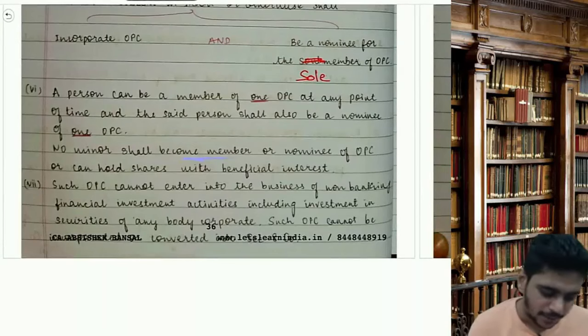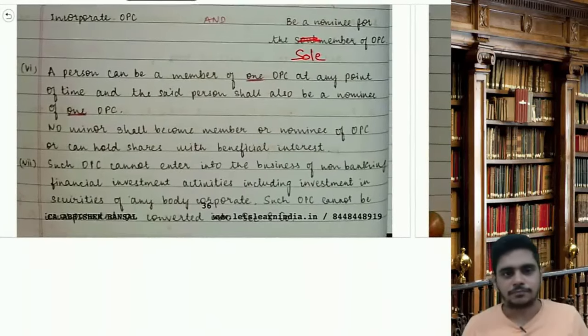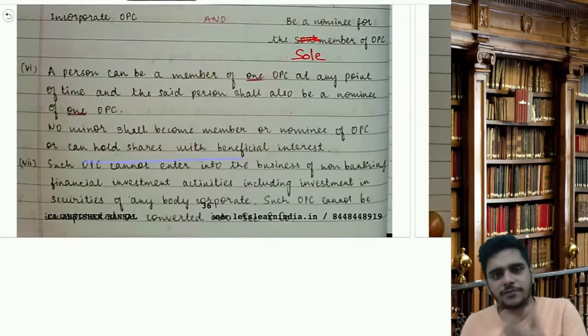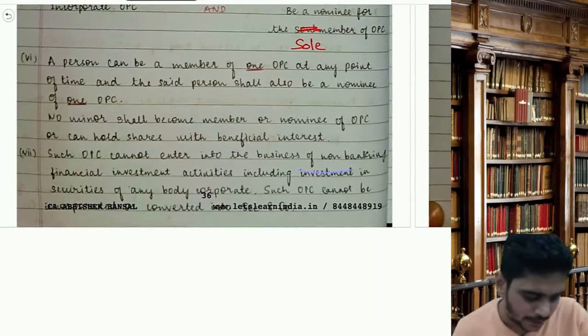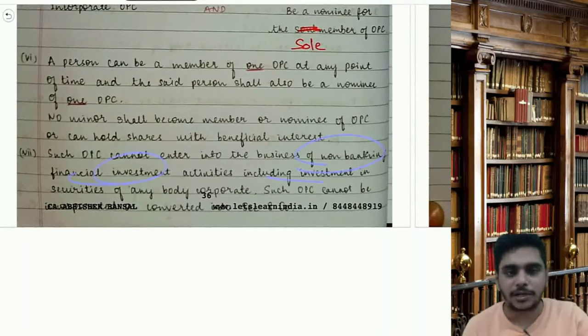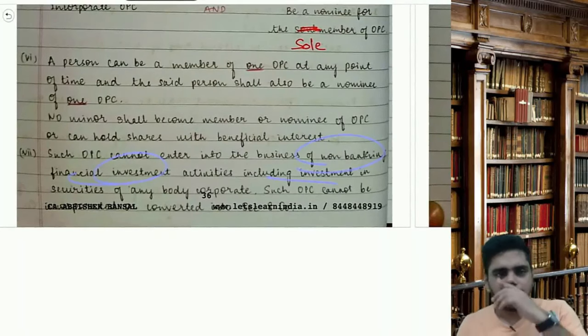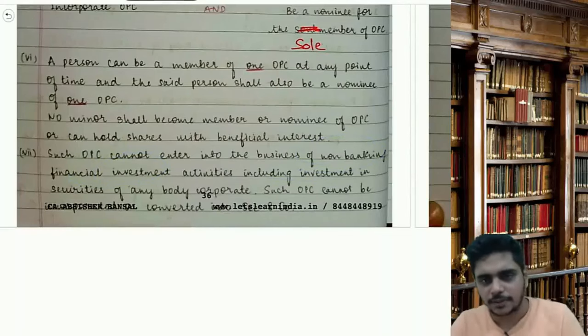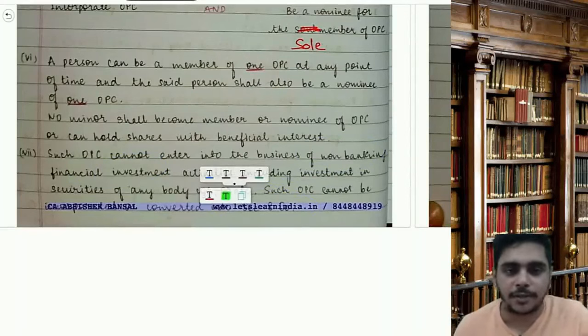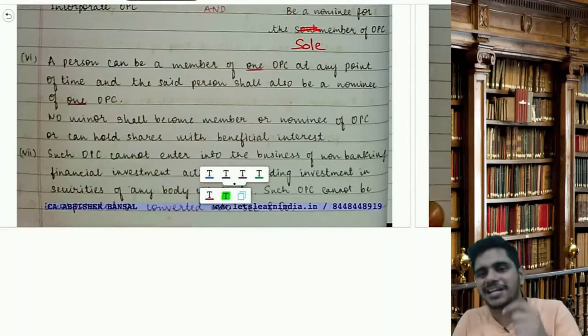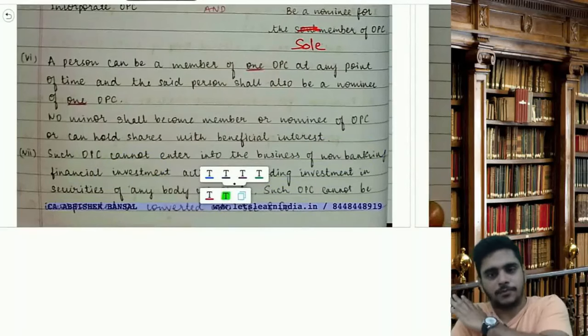No minor shall become a member or nominee of OPC, or hold any shares with beneficial interest. He can't hold any beneficial shares also. Such OPC cannot enter into the business of non-banking financial investment activities, including investment in securities of any body corporate. So they can't do non-banking business, and they can't do any investment activities. Such OPC cannot be converted into a Section 8 company.